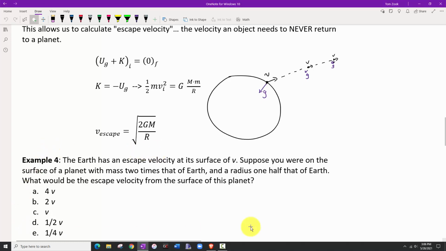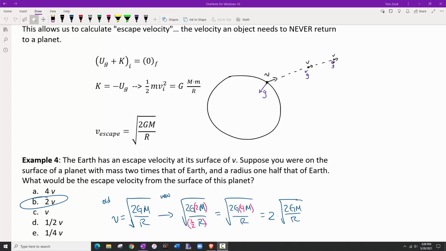So let's take a look at this example problem connected to that. It says Earth has an escape velocity at its surface of v. Suppose you were on the surface of a planet with mass 2 times that of Earth and radius 1/2 that of Earth. What would be the escape velocity from the surface of this planet? So take a look at this equation and try to determine what that new velocity would be in terms of v. I'm going to pause it here. You should pause it, and then we'll reveal the answer in a second.